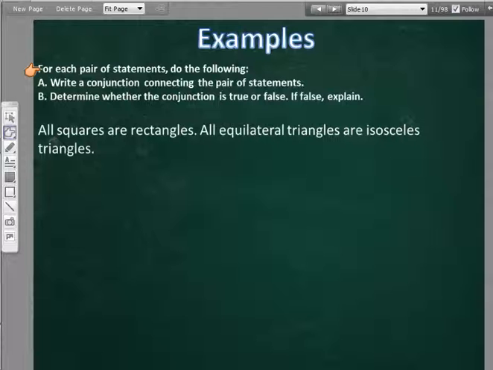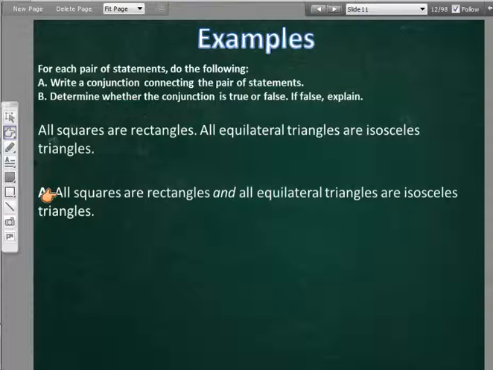So here's our instructions. For each pair of statements, do the following. Write a conjunction connecting the pair of statements. So that means we're going to use the word and, determine whether the conjunction is true or false, and if it's false, let's do some explaining. Here's our sentence. All squares are rectangles. All equilaterals are isosceles. So let's see how they wrote out the conjunction. All squares are rectangles and all equilaterals are isosceles triangles.